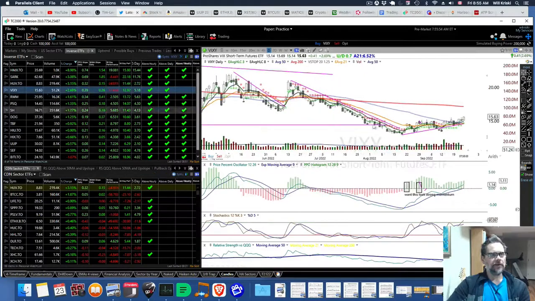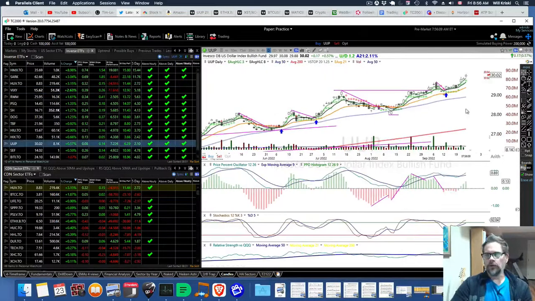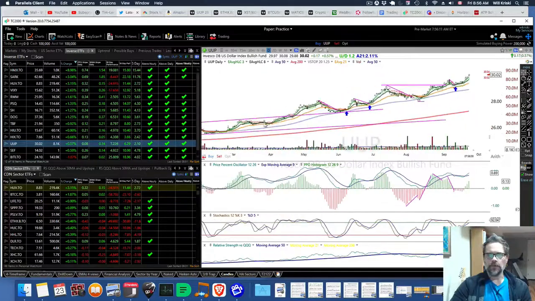Yeah, I've got the VIXI here, so I just put it in there so that when things are going down, you know, the VIXI usually goes up. That's why I put it in here. But also, currency and bond yields are going up as well. So for example, the US dollar index is going up quite a bit here.